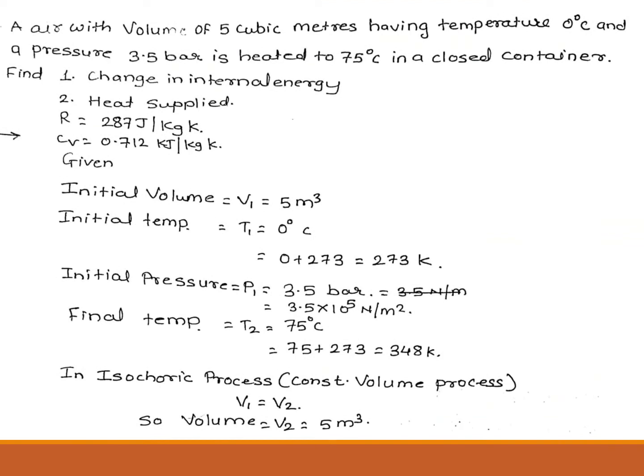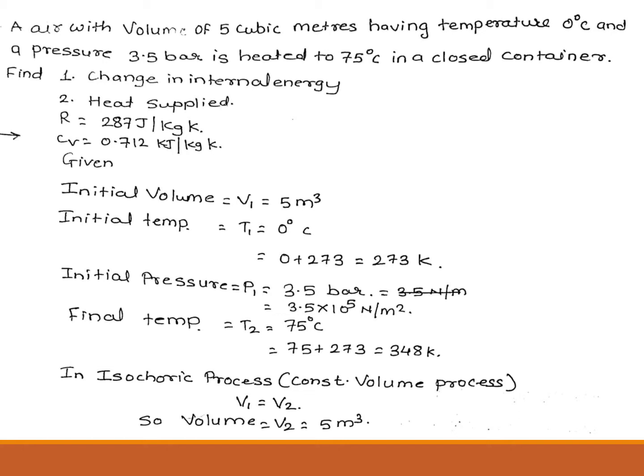Air with a volume of 5 cubic meters, having a temperature of 0 degrees Celsius and a pressure of 3.5 bar, is heated to 75 degrees Celsius in a closed container. Find the change in internal energy and second, the heat supply. R is equal to 287 joule per kg Kelvin and Cv is equal to 0.712 kilojoule per kg Kelvin.